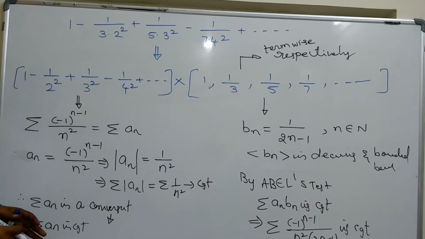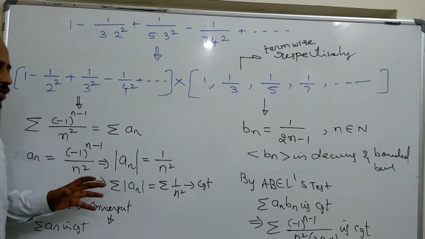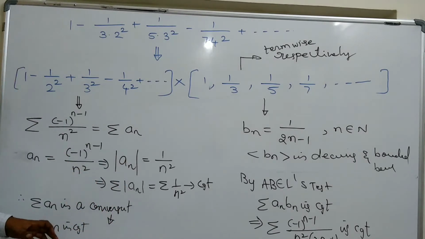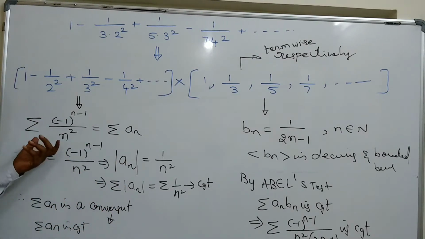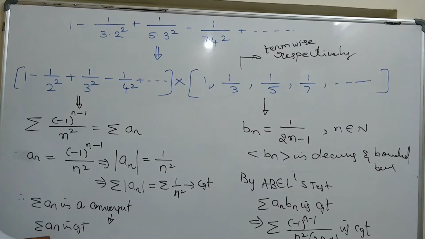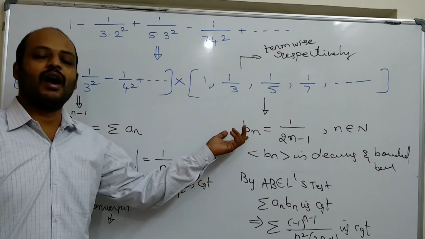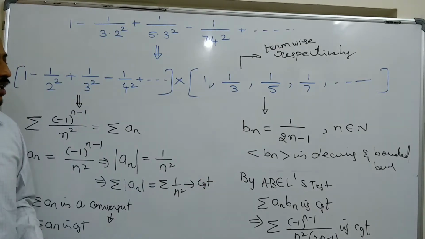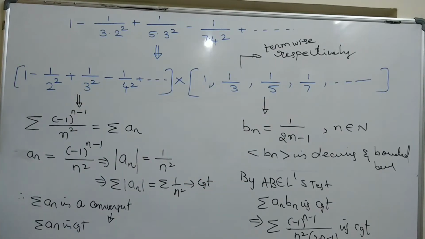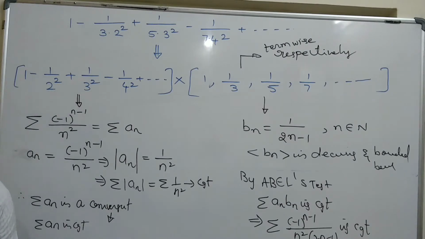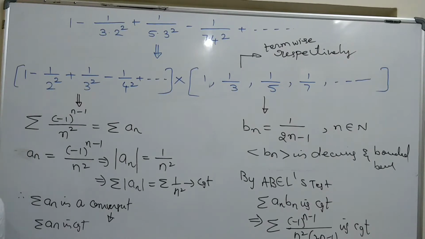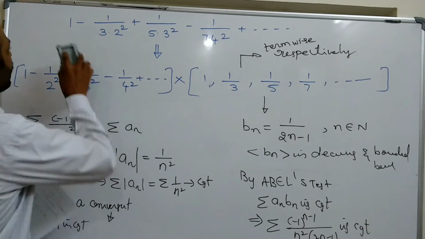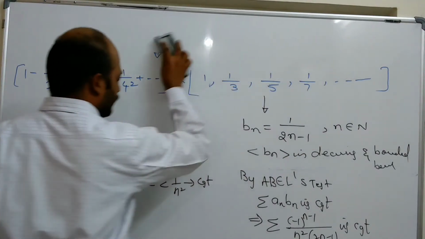Observe the procedure. To apply Abel's test, you need some knowledge of Leibniz test, convergence of series, and how to check whether a sequence is decreasing or increasing. It is very clear and simple. So let us go for the next problem. Test for convergence.